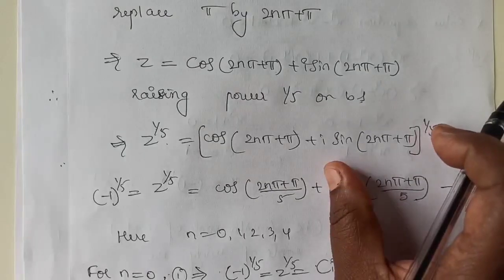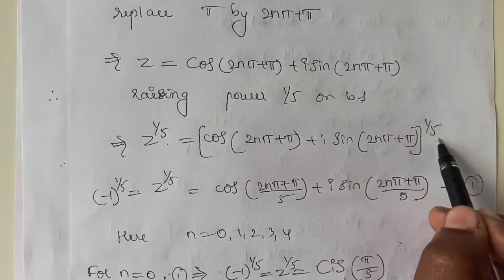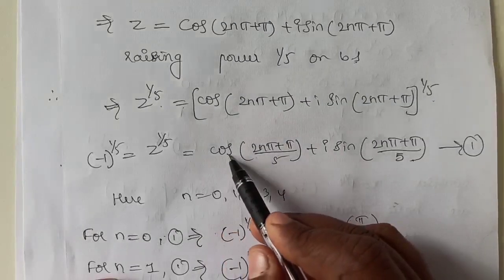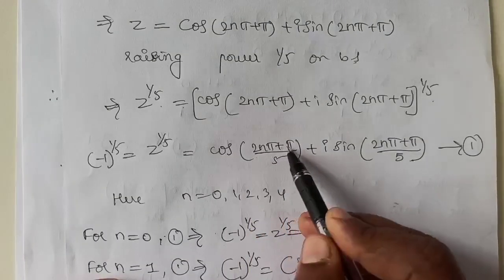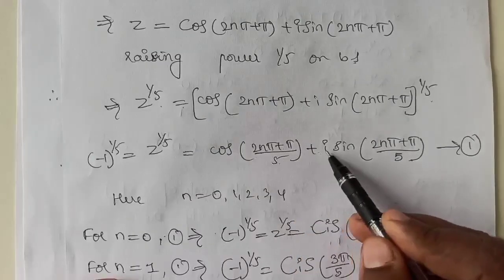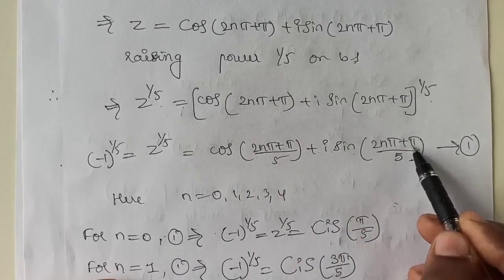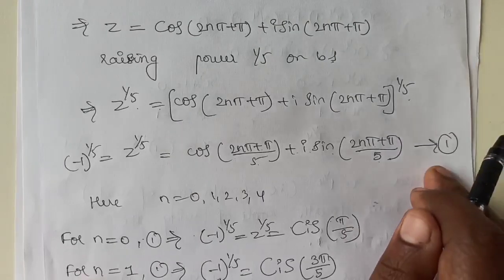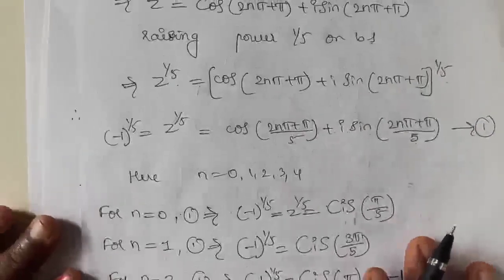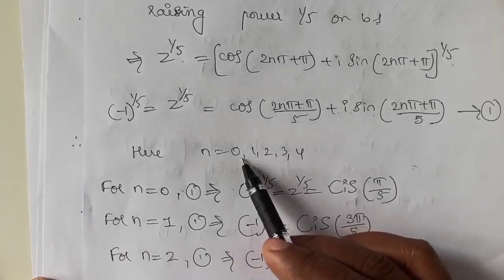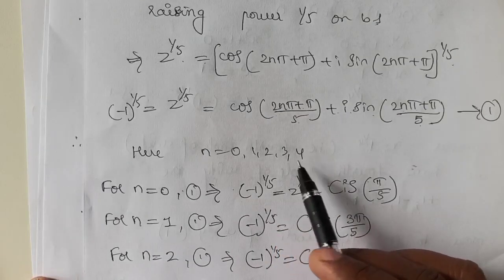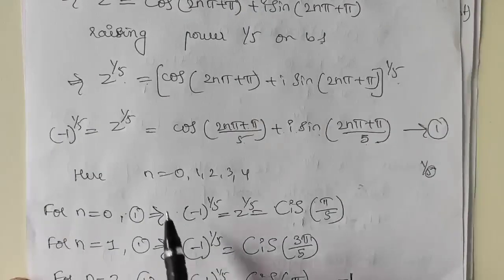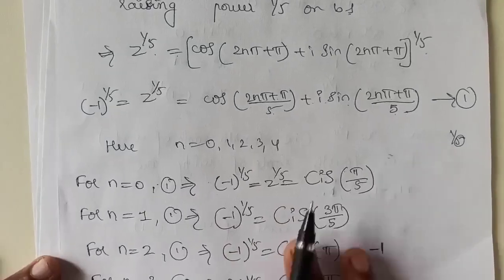Now we apply De Moivre's theorem here. This 1 by 5 is multiplied with this theta. On multiplying, we get cos of (2nπ plus π) divided by 5 plus i sin of (2nπ plus π) divided by 5. So consider this as equation 1. Now we go on substituting n values, that is n equals 0, 1, 2, 3, 4.